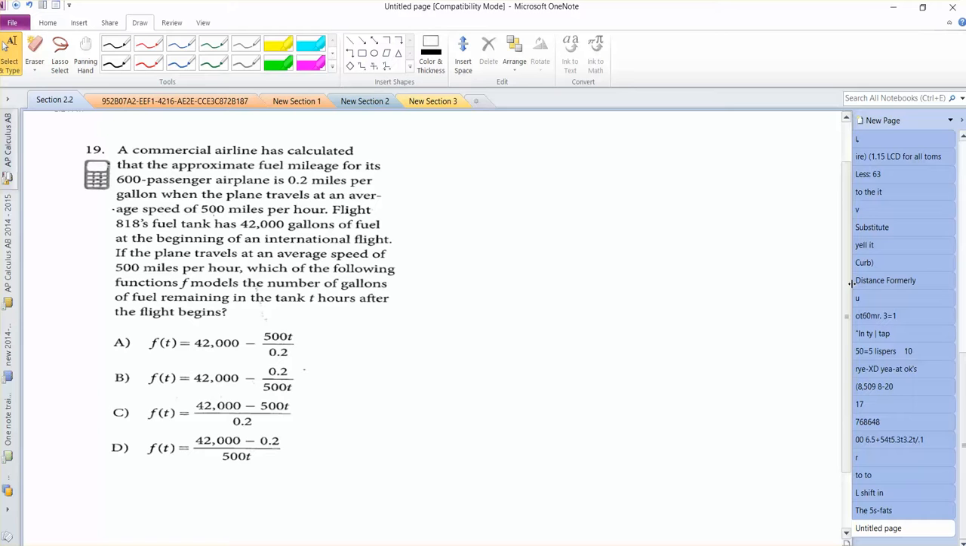Okay, so it's losing 0.2 miles per gallon. And you start at 42,000 gallons, of course, and then you're going to be subtracting. But it's probably best if we say that we're in the air for maybe 10 hours, which is typical for an international flight. So if you're in the flight for 10 hours, and you're going 5 miles per hour, 5,000 miles you travel. And it says you use 0.2 miles per gallon.